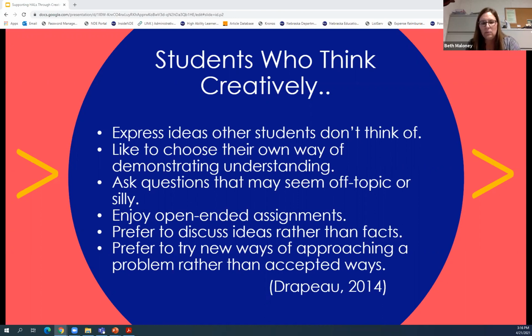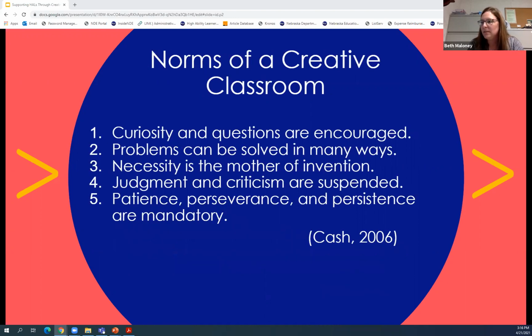And I think that it would give them the opportunity to see their students in a completely different way. So those are just some things to look for. And something that Richard Cash wrote about was norms of a creative classroom. And I think we can all agree that not every classroom engages in these philosophies.